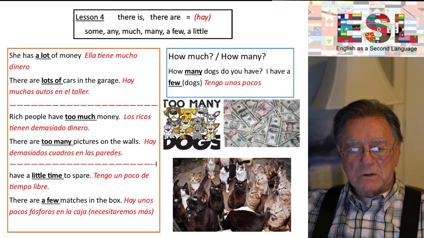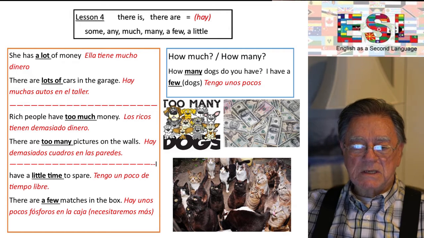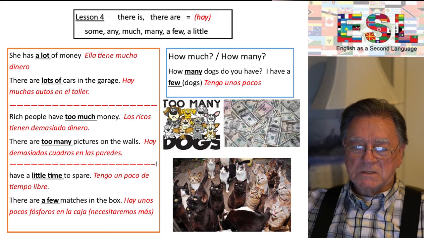Okay, there are lots of cars in the garage. And in Spanish, hay muchos autos en el taller. Okay, in English we have garage, and that could be a garage to get your car fixed, and a garage to park your car. In Spanish, if it's a garage to get your car fixed, it's a taller. Hay muchos autos en el taller to get your car worked on.